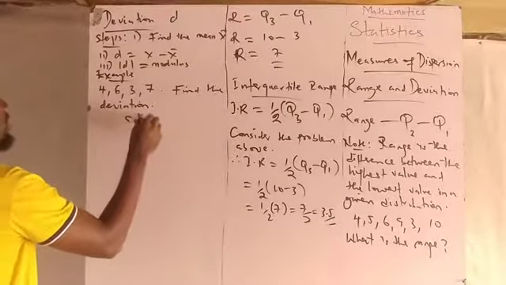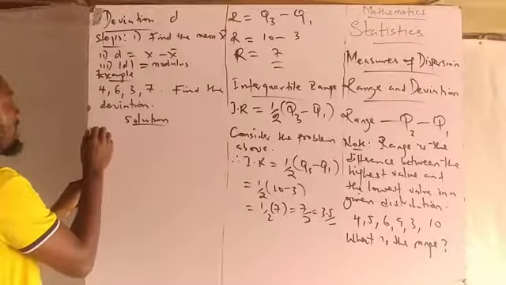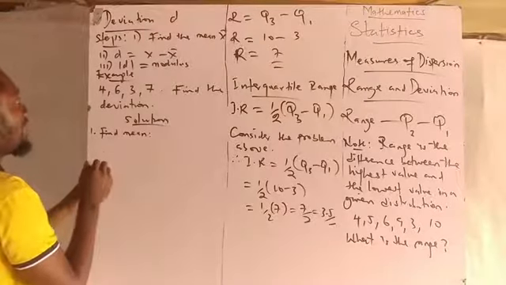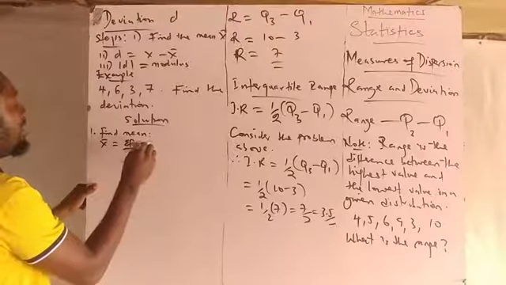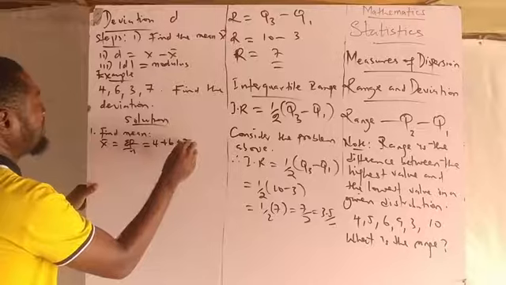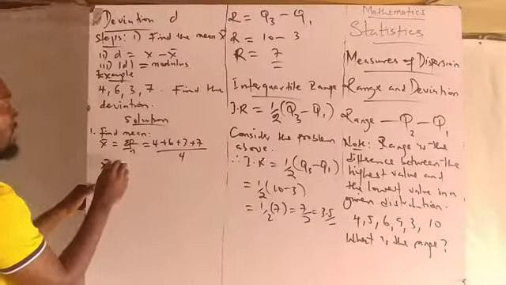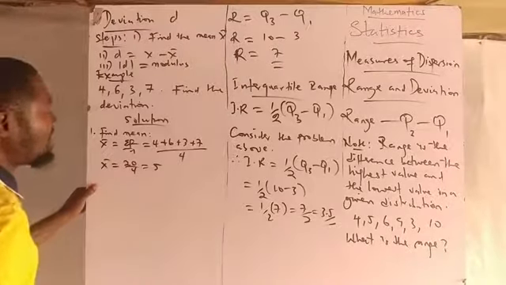Let's do that solution. I said the first step is to calculate the mean. Step 1, find the mean. And that will be what? Our mean is simply summation f over n. So our mean will be 4 plus 6 plus 3 plus 7 over 4. So our mean will be 20 over 4, and that is 5. So our mean is 5.